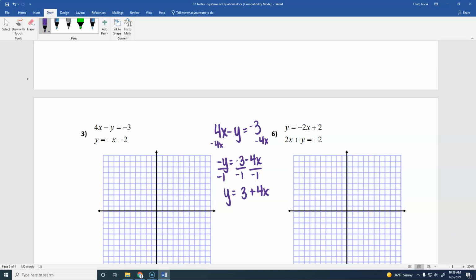All right, so Wade, what's my y-intercept to that line? Are you sure? Positive 3. And then what is our slope? Okay, so what should I do?